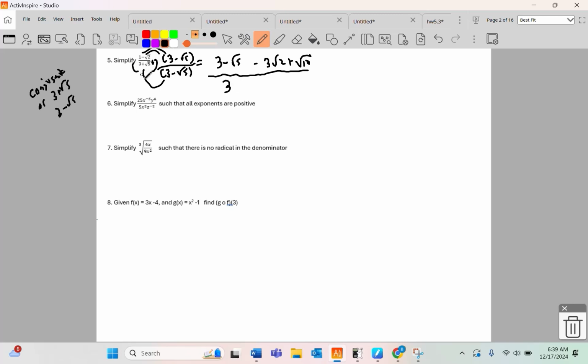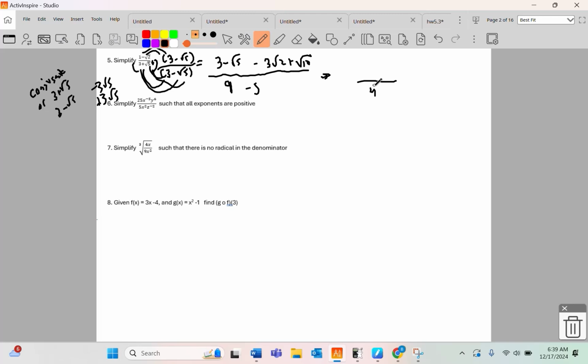We have some cancellations. We have 3 times 3, which is 9. And then we would have take away 3 roots of 5. Then we would have plus 3 roots of 5, and those guys cancel each other out. And we have root 5 times negative root 5, which is minus 5. All right, cleanup operation here. 9 minus 5 is 4.